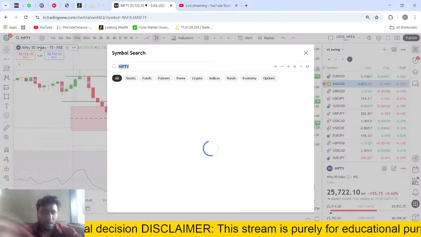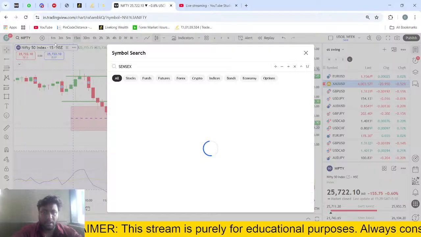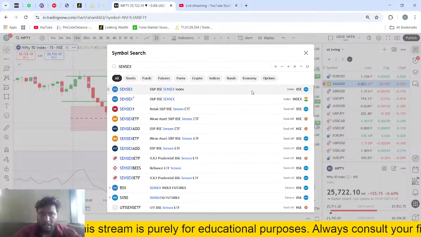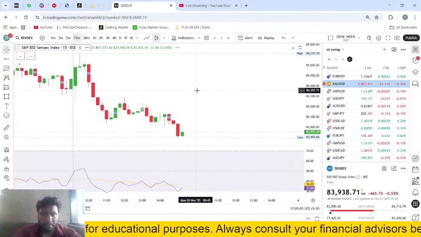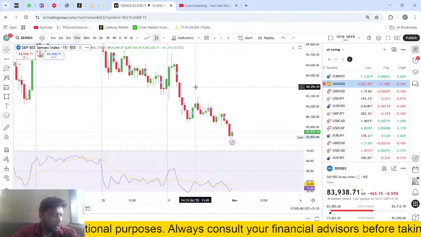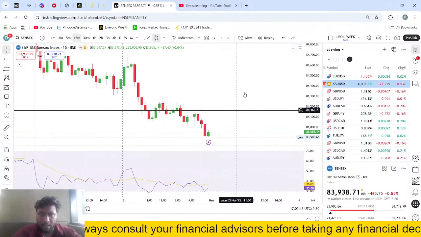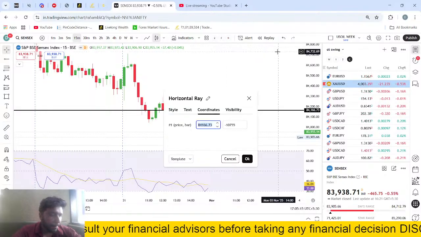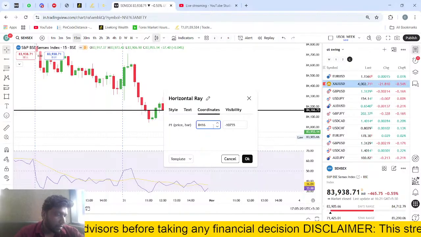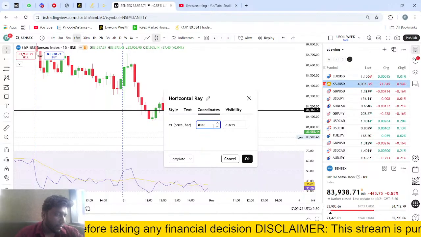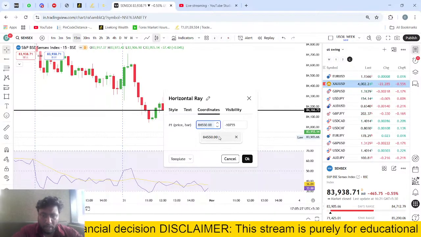Let's move on to Sensex, because Sensex merely mirrors Nifty's movement rather than Bank Nifty. Let's move on to the Sensex part. With respect to Sensex, the morning pivot point level was at 84,550 for the day.